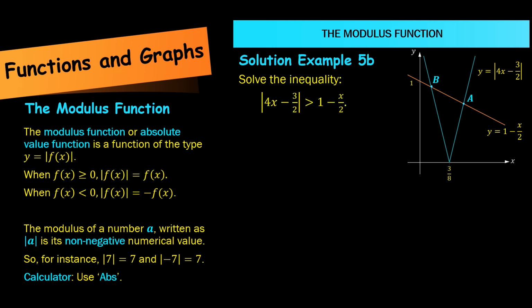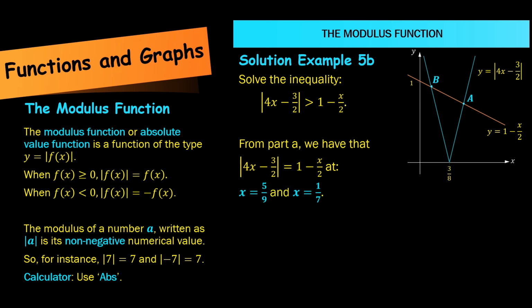Now let's take a look at part B. We are required to solve the inequality mod 4x minus 3/2 is greater than 1 minus x over 2. We know from part A where the two sides are equal. So mod 4x minus 3/2 equals 1 minus x over 2 at x equals 5/9 and x equals 1/7. So we know that these are critical points. Before these values and after these values, something changes. Let's take a look.